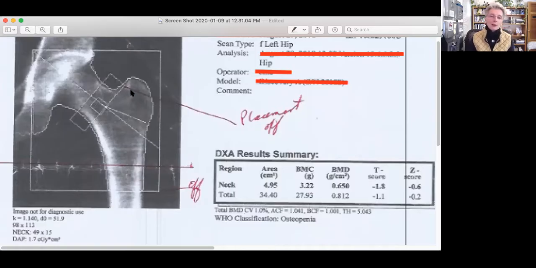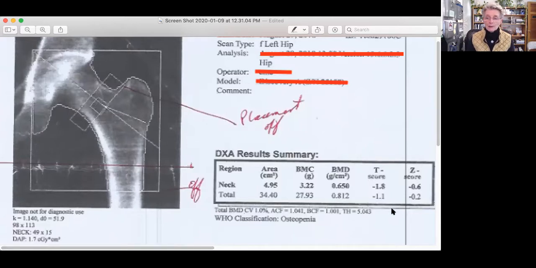The other error that occurred is that this is the rectangle for the neck of the femur. It's placed in the wrong place. It should be moved up and it should be anchored right here. So this too is going to cause an error, not as much, maybe 1% or so, but again, we want these tests done as accurately as possible.